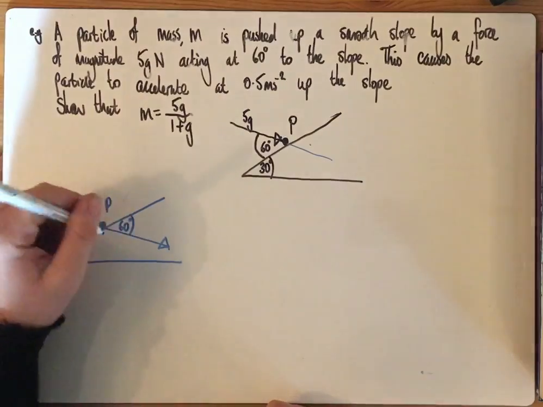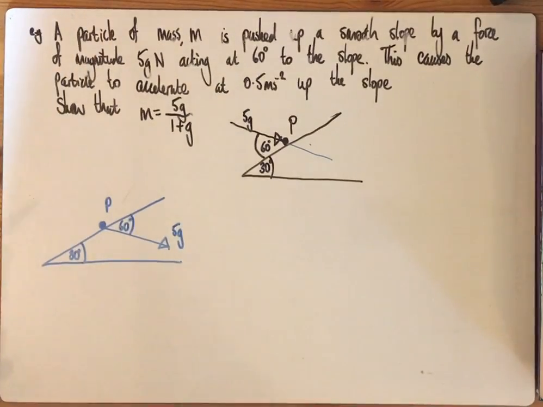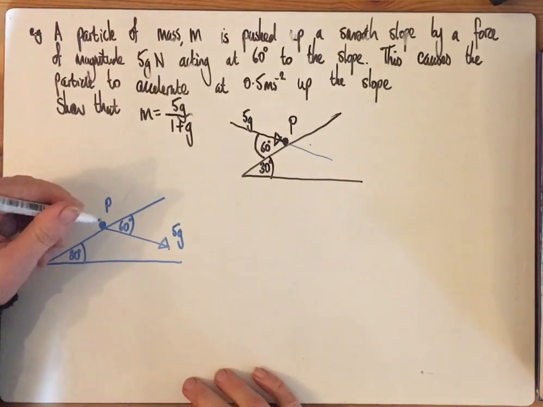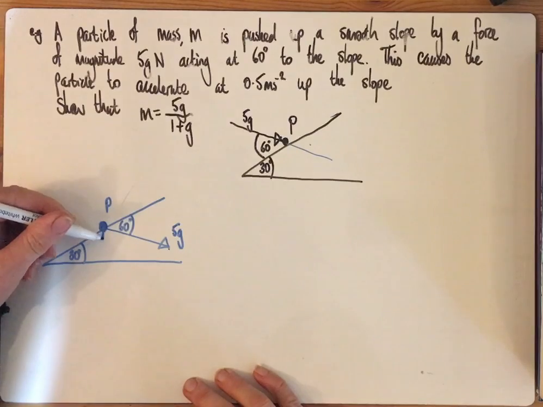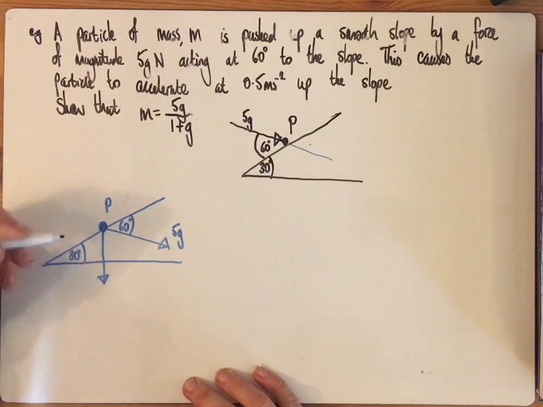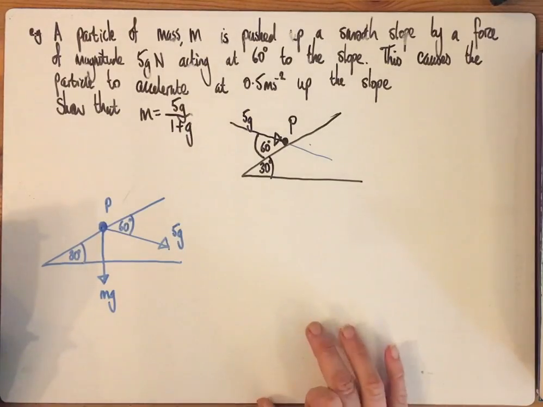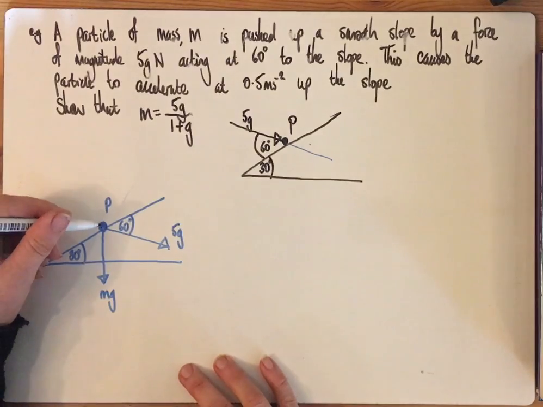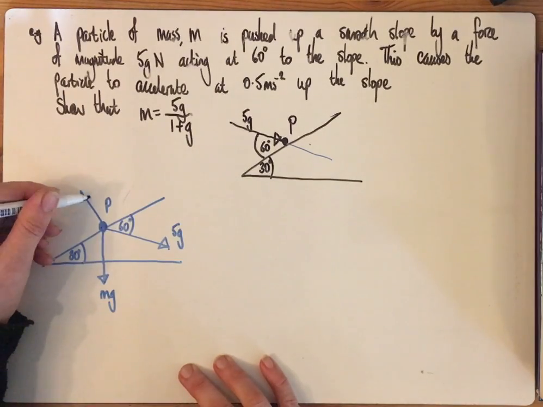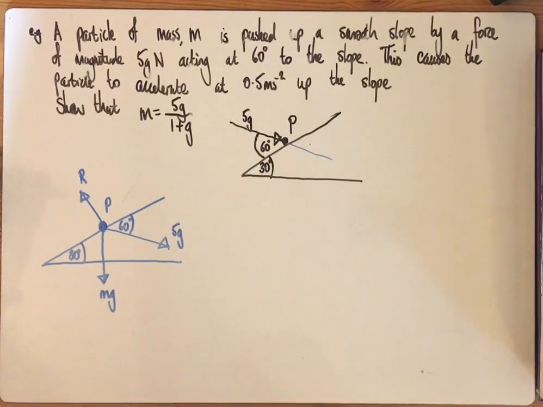Sorry, that doesn't really look like 60 degrees. And that's 5g. And then if we think about the other forces acting on the particle P, mass is m, so we've got weight acting down, which is mg. And we also have the normal reaction force, which is acting perpendicular to the slope.